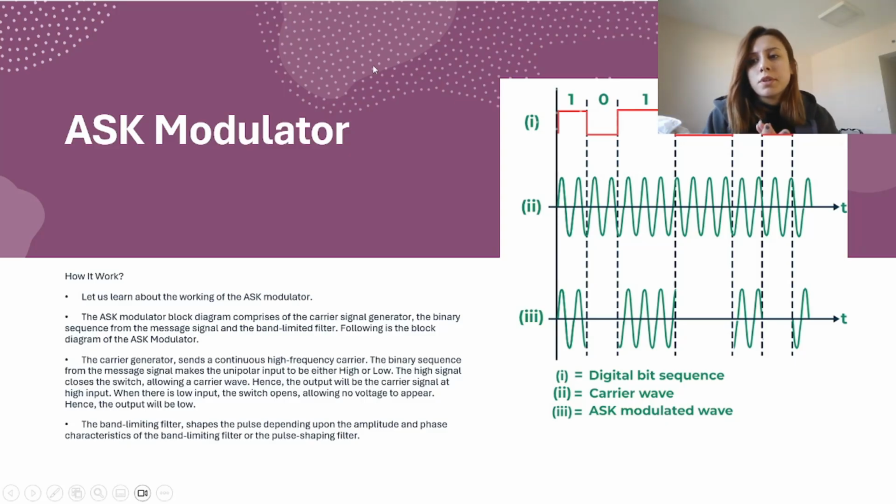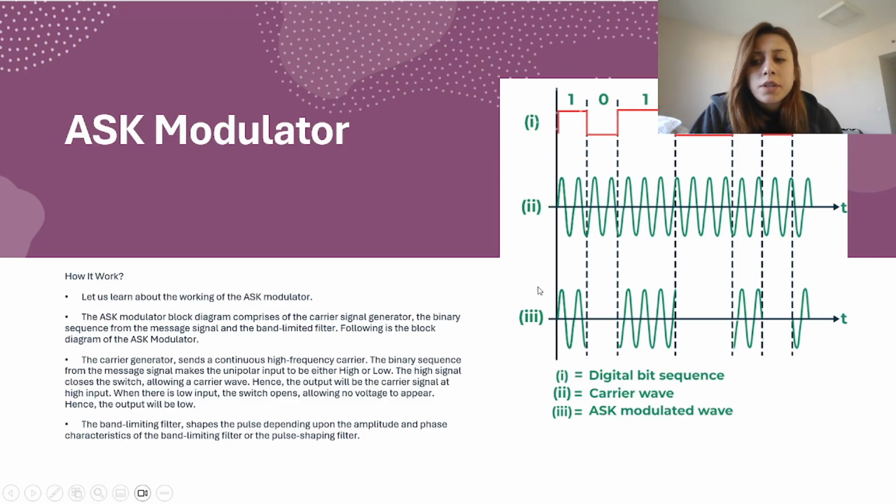ASK modulator. How it works? Let's learn about the working of the ASK modulator. The ASK modulator block diagram comprises the carrier signal generator, the binary sequence from the message signal, and the band limited filter. Following is the block diagram of the ASK modulator.